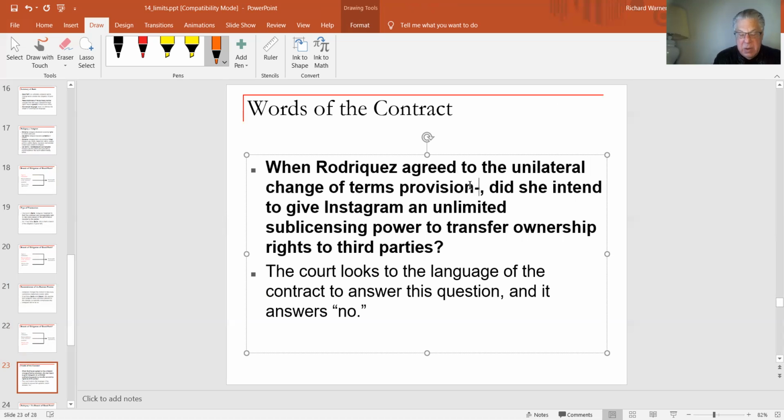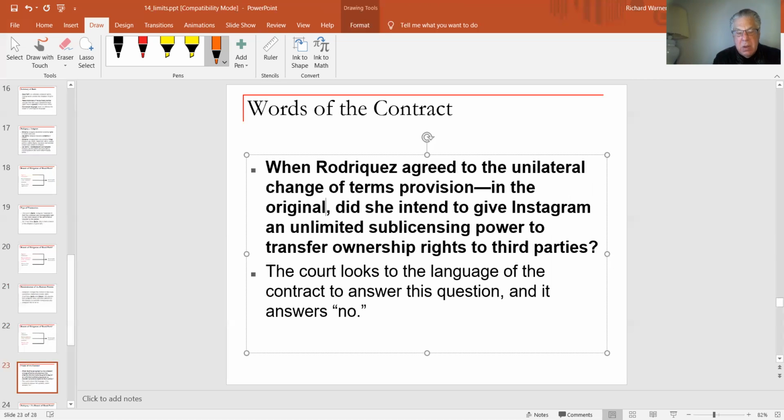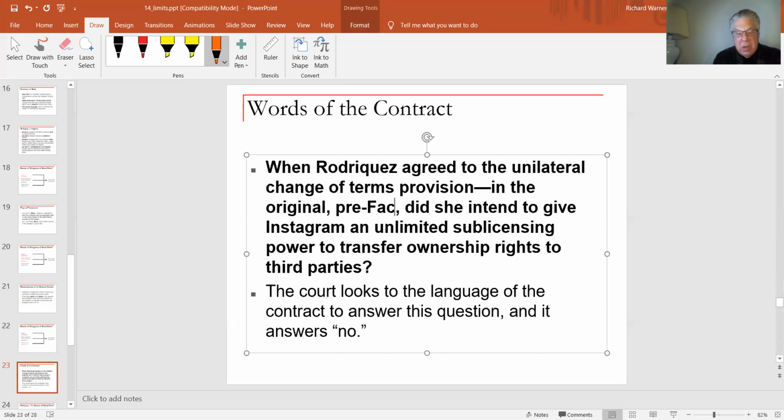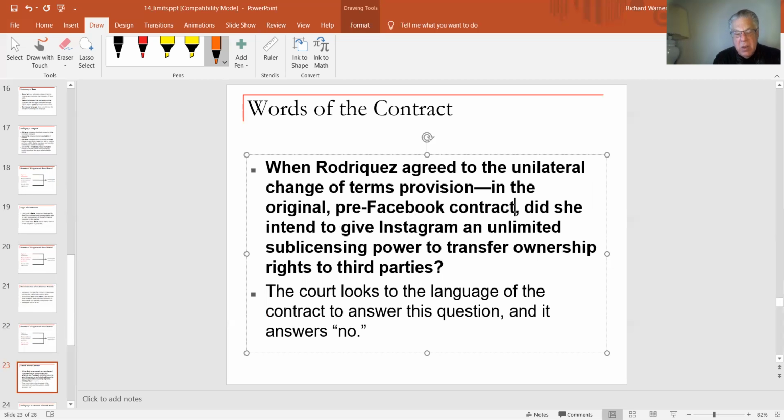Let's make it clear. In the original pre-Facebook contract, imagine Rodriguez reading it. Did she read that and think, well, at some point, Instagram may change that and take away my intellectual property rights because I'm giving them the right to make unilateral changes? Would she think that? And my answer to that is absolutely not.